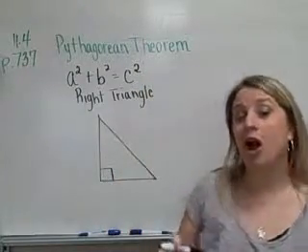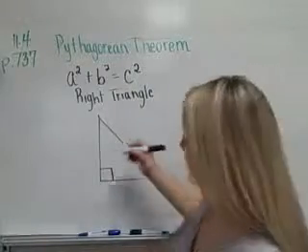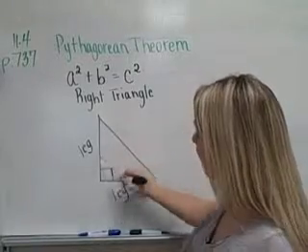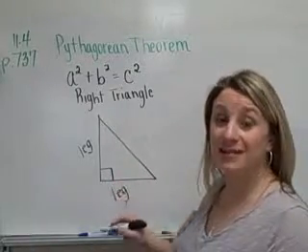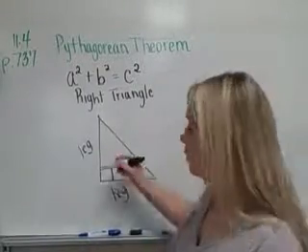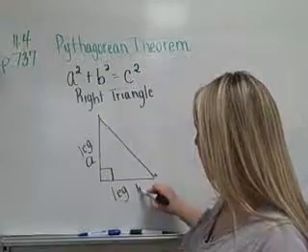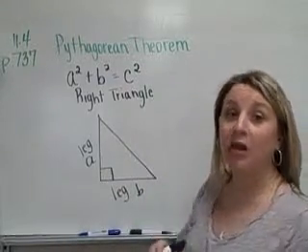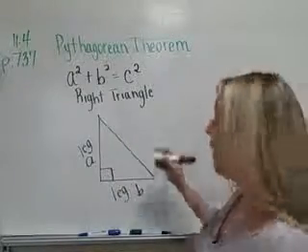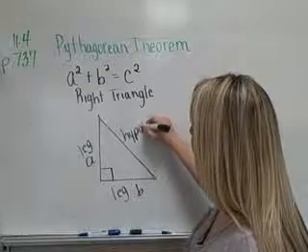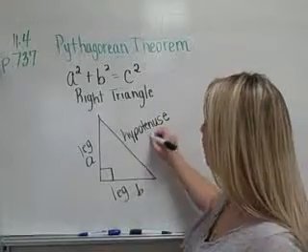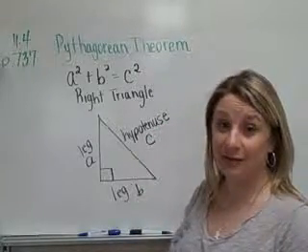A and B are always the legs of the triangle. This side would be a leg and this side would be a leg. The two sides that meet at the right angle are the legs. They're also the shorter two sides. Now, it doesn't matter which one we call A or B. One of the legs has to be A, one of the legs has to be B. Now, this third side, the side that's opposite the right angle, that's called the hypotenuse. That's always going to be the longest side, and it's also always going to be considered letter C.